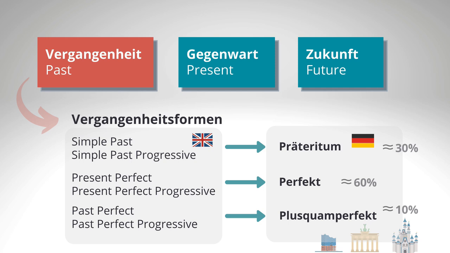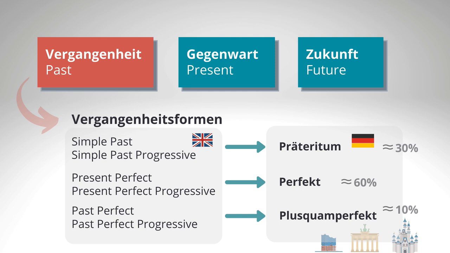Remember, in the intro video I told you that there is one past tense that we use in most cases, and that past tense is the perfect. It's like the past form that we use in spoken language, and that's why we use it in about 60% of all cases. The Präteritum, on the other hand, is mainly used in written language. It's more like a descriptive past tense.